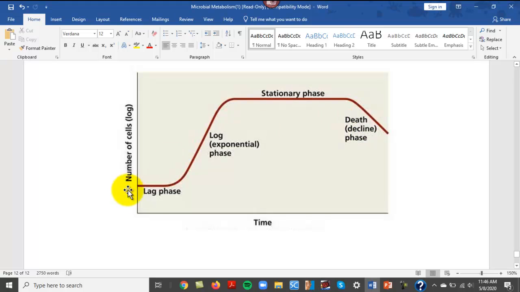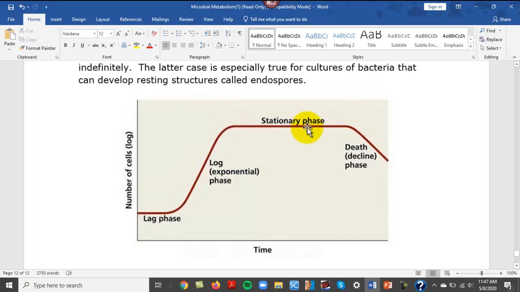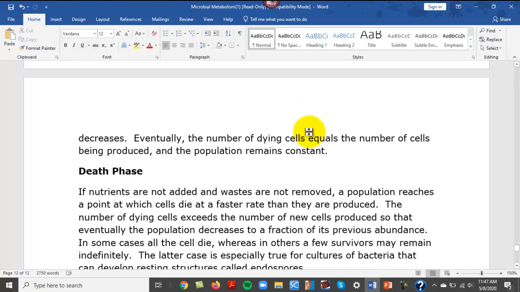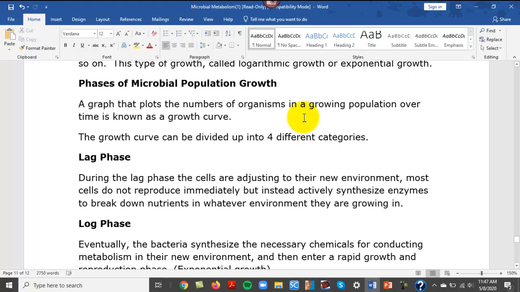Human beings would too. If you put humans on an island, there's going to be a lag phase where they have to adjust to building shelter and finding food, and depending on who they're marooned with, you might have an increase in family size. If you start running out of food, there's going to be a phase where there's no more growth, and then of course if you don't find food, you're going to have people dying. So those are all of the parts of what's called, now we're talking about microbes here, microbial population growth.